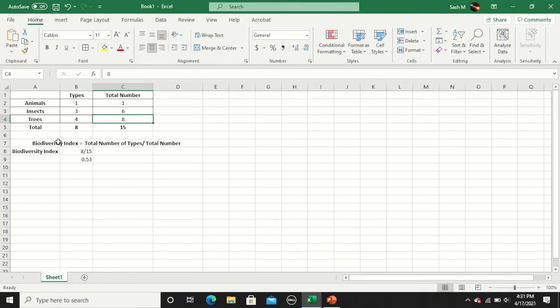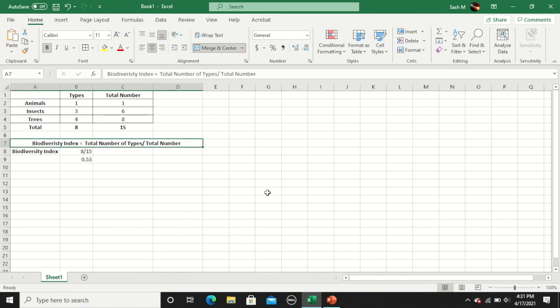At the end of my record, I summed the total types across all species, and then I added the total number of all of the animals, insects, and trees. That's all the trees, all the insects, and all the animals I saw in the given area of investigation. Once again, you're going to add the total types and the total number.